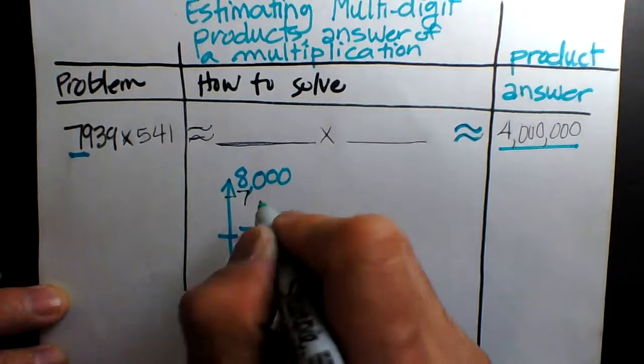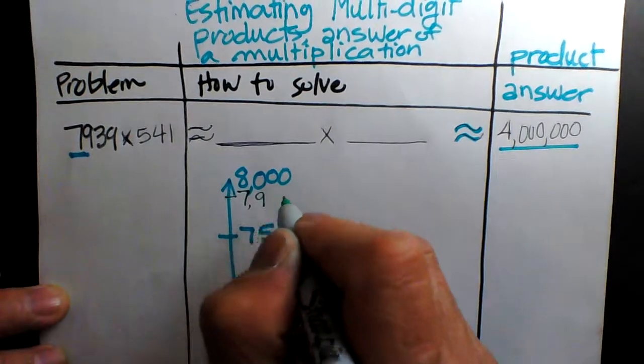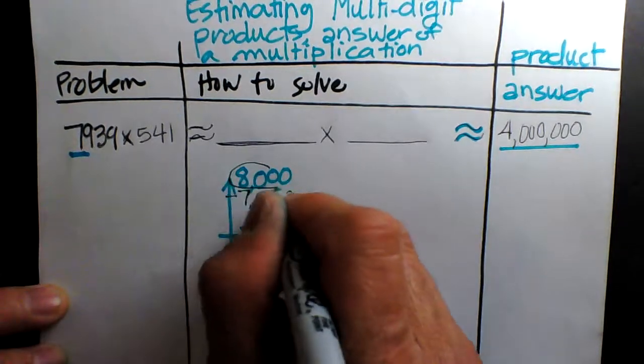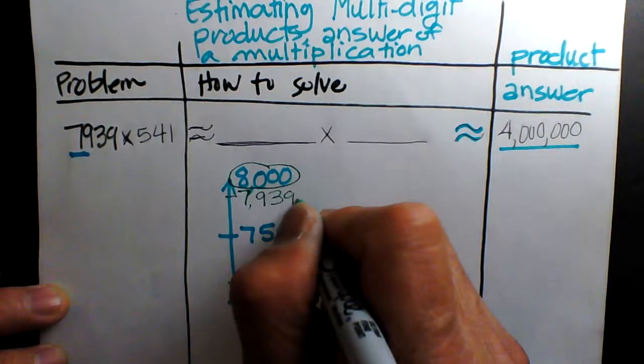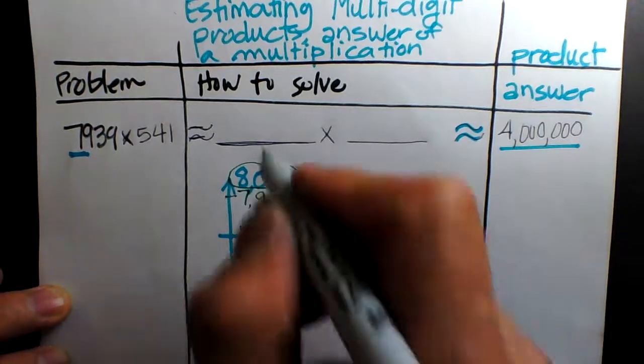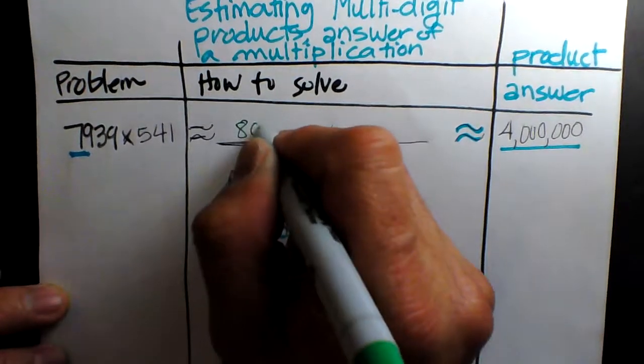Now our number right here, 7,939, is very close to 8,000, so we're going to round it to this. Because it's closer to 8, it is going to be rounded to 8,000. So we're going to write the 8,000 here.